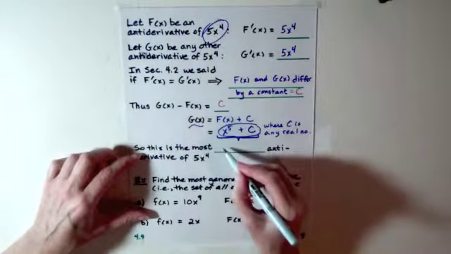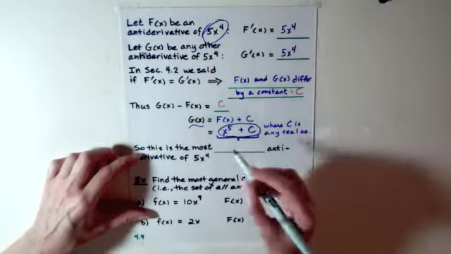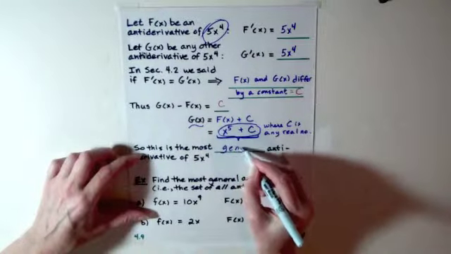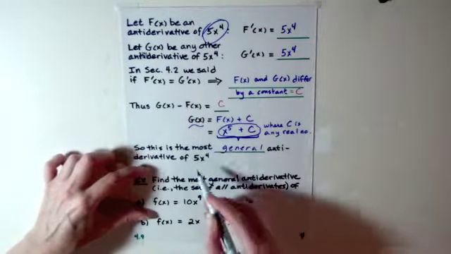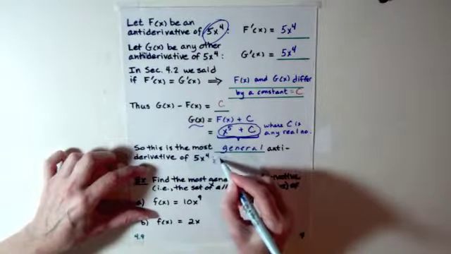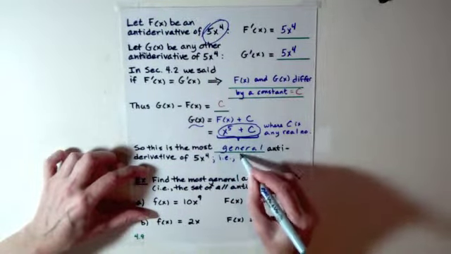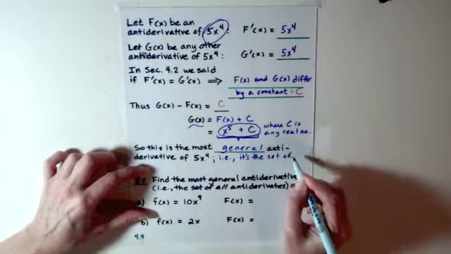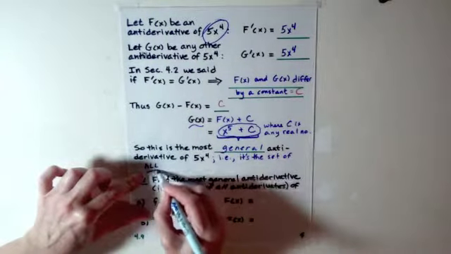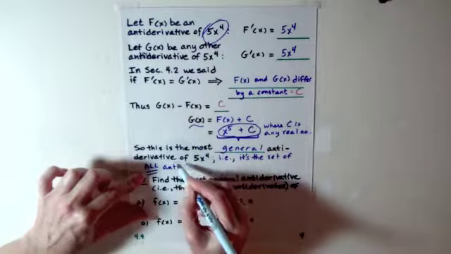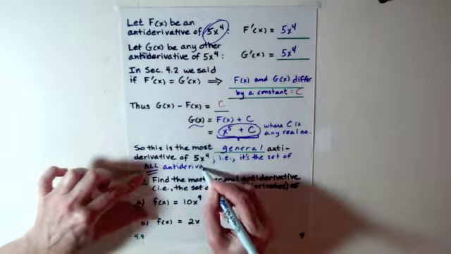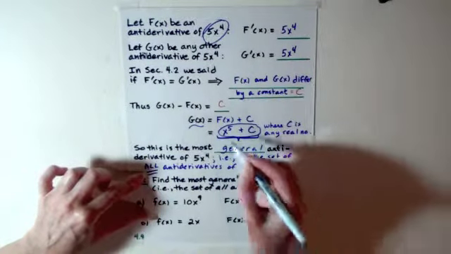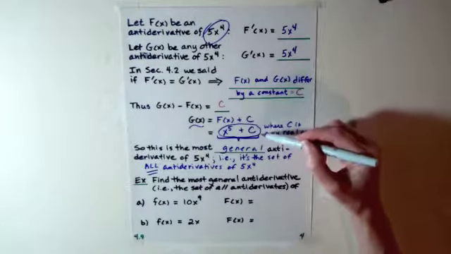So this is, we say, the most general form of the set of antiderivatives, or sometimes we're just a little bit sloppier and we say it's the most general antiderivative of 5x to the fourth. In other words, i.e., it's the set of all antiderivatives of 5x to the fourth. There aren't any others of some other form other than x to the fifth plus some number.